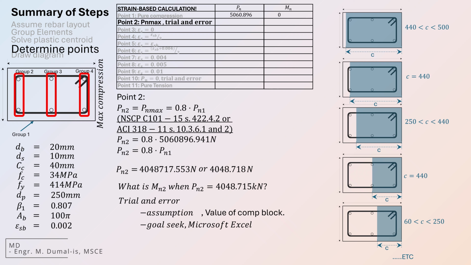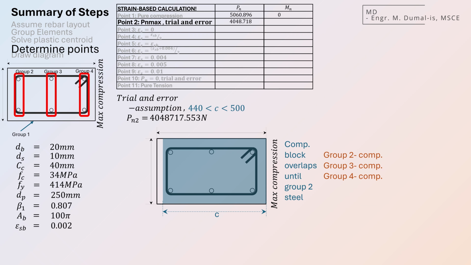Now for the second method. Instead of trying values manually, we can set up an Excel spreadsheet where all computations, concrete capacity, steel stress, and yielding status, are driven by a single input cell for c. Then, by using Excel's Goal Seek, we let the software find the most accurate value of c that satisfies the Pn condition. This makes the process faster and avoids multiple iterations.